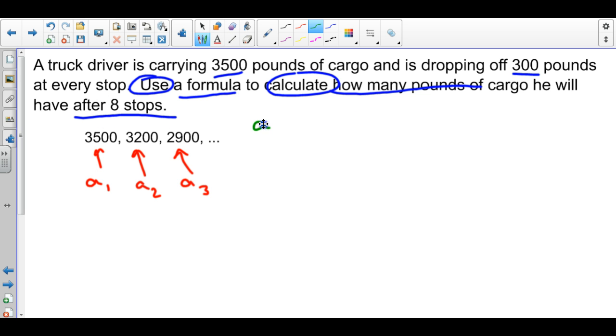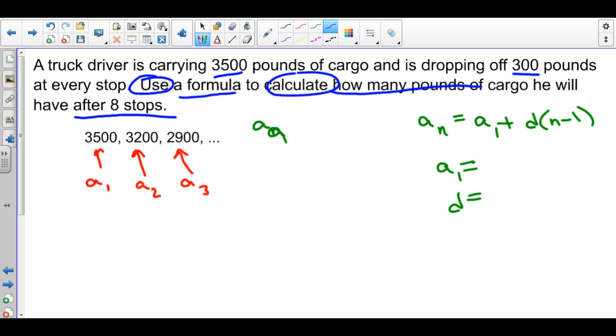So we are actually going to be calculating A sub n, we're calculating A9. And let's get the formula. So the formula will be arithmetic: A sub n equals A1 plus the common difference D times n minus 1. So let's quickly identify what A1 and the common difference D are.